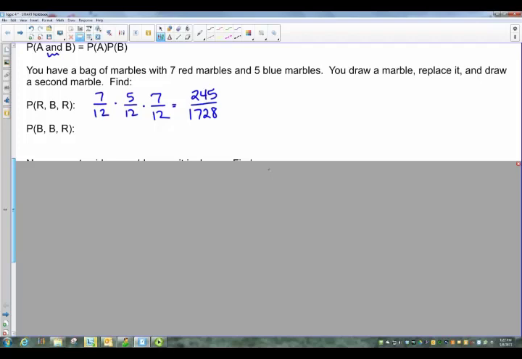Okay, so for this one, we take blue, blue, red. Well, blue was, remember, 5 out of 12. We put it back. We got blue again, so that's 5 out of 12. We put it back. Now we're going red. That's 7 out of 12.